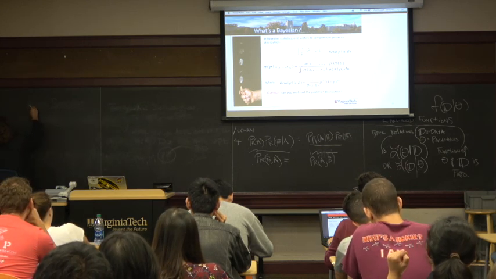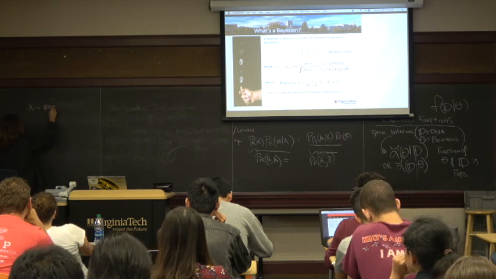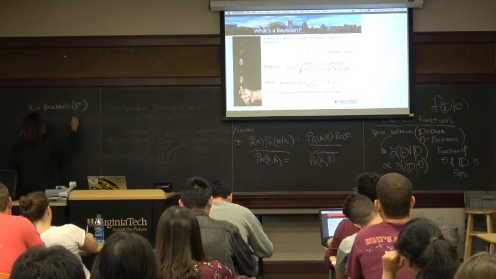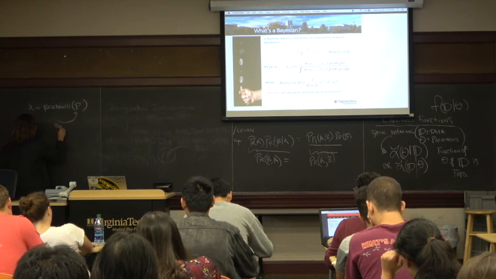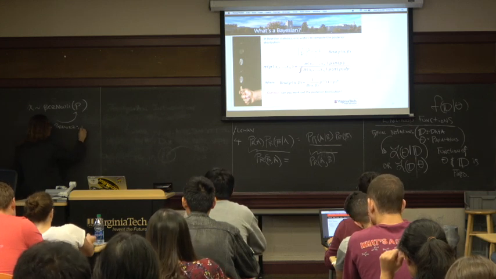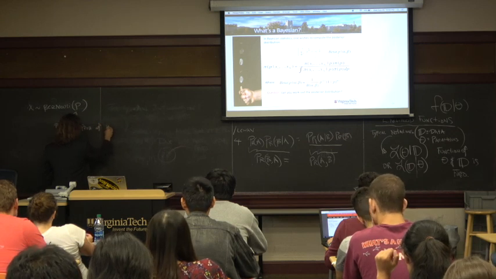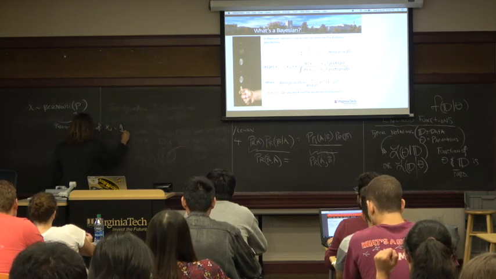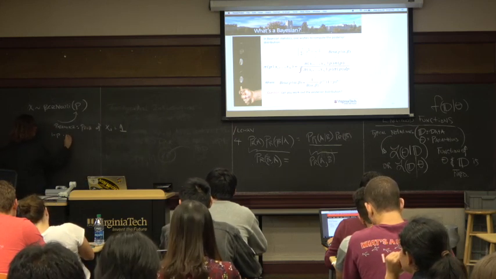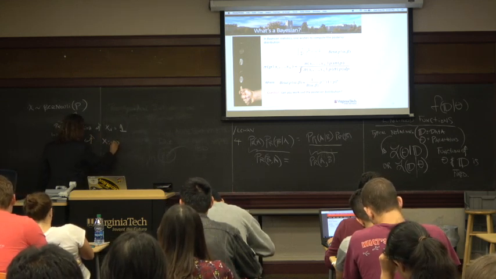So here's our setup. The xi's are going to be coming from a Bernoulli distribution with parameter p. And that measures the probability of xi being equal to 1. 1 minus p is the probability of xi being equal to 0.